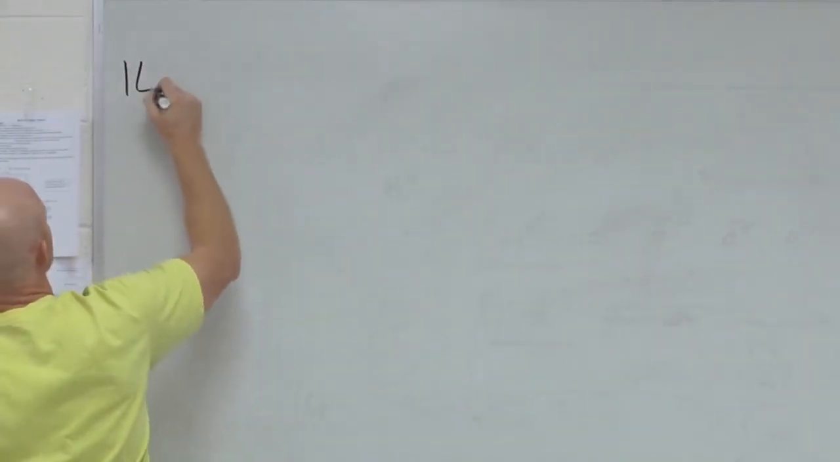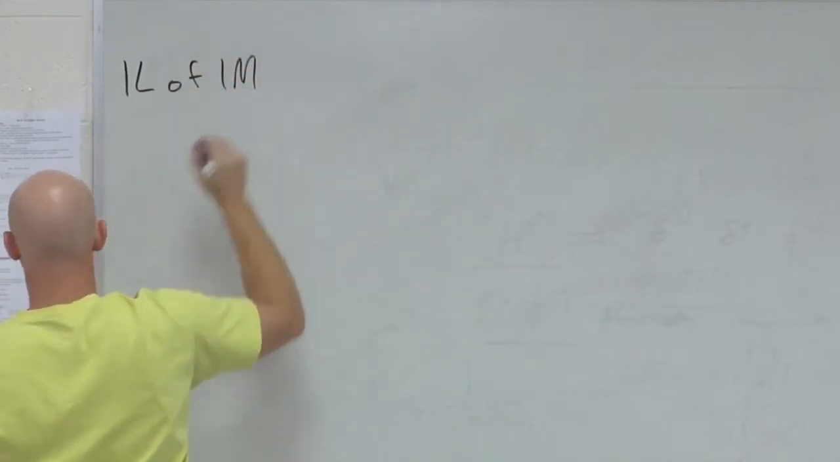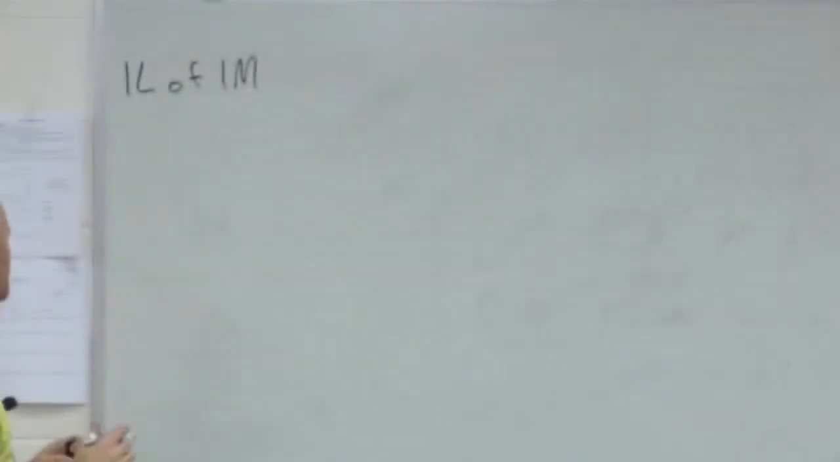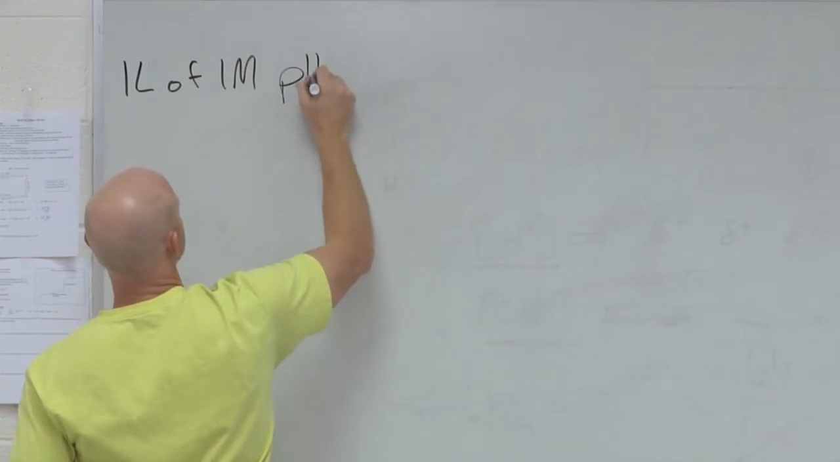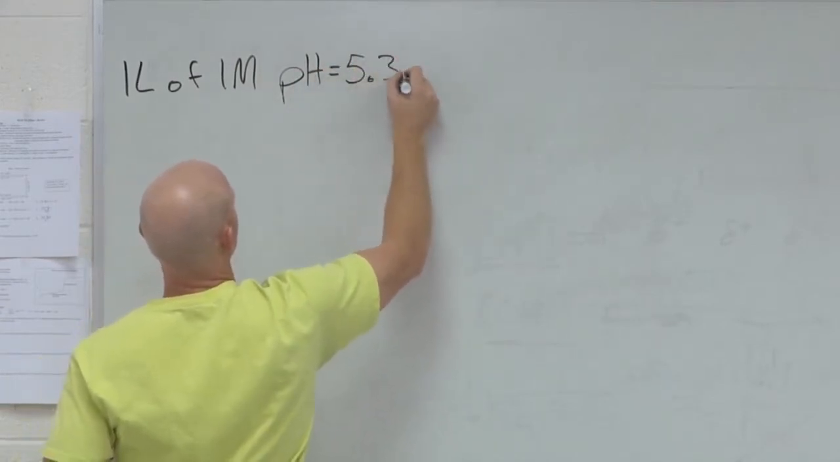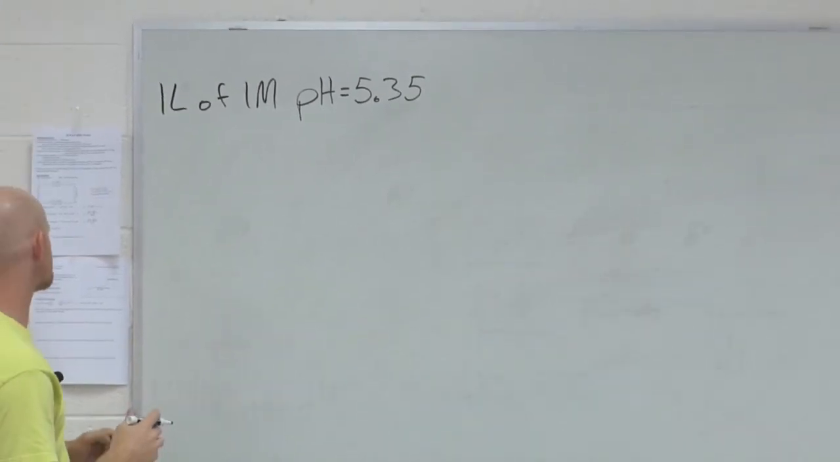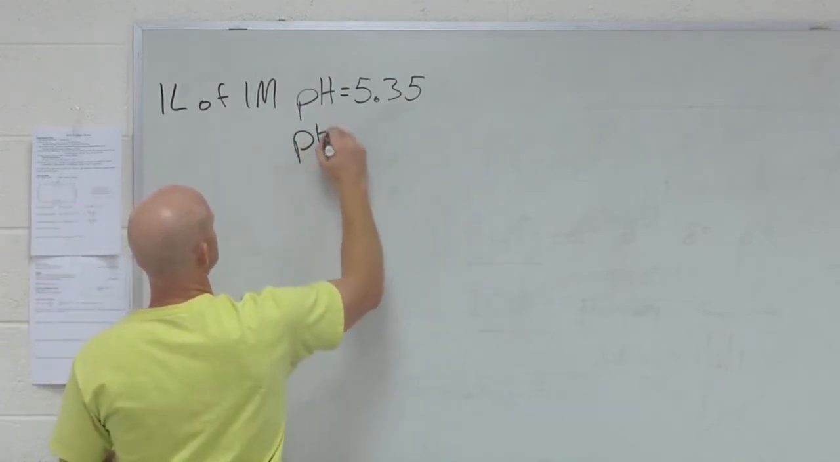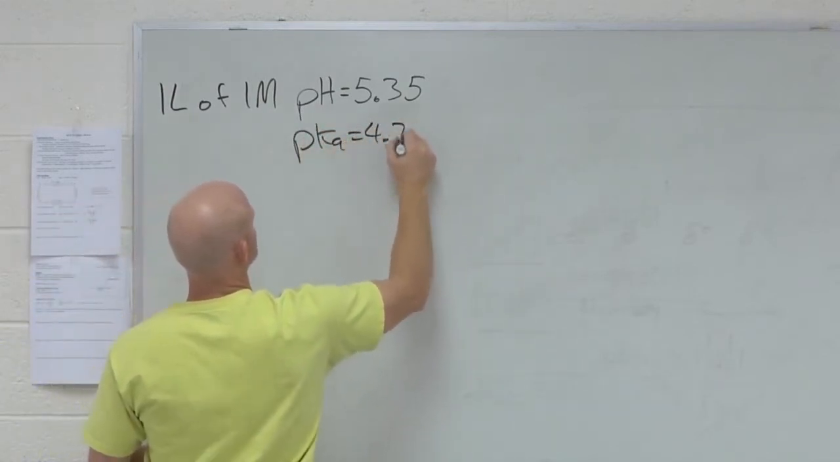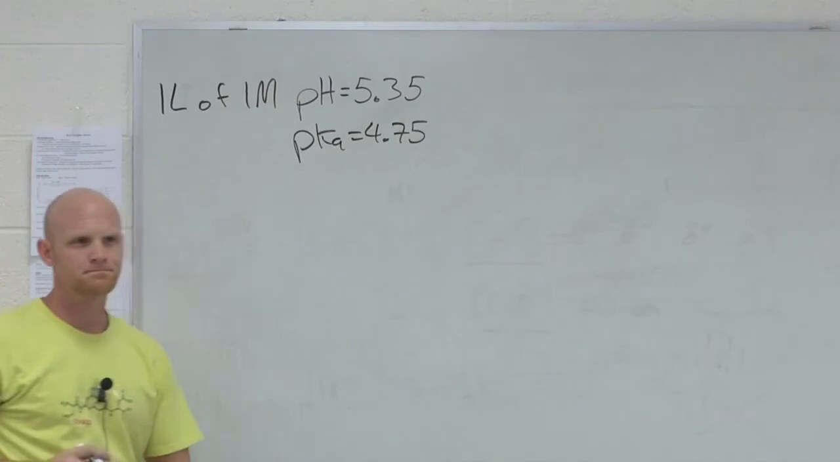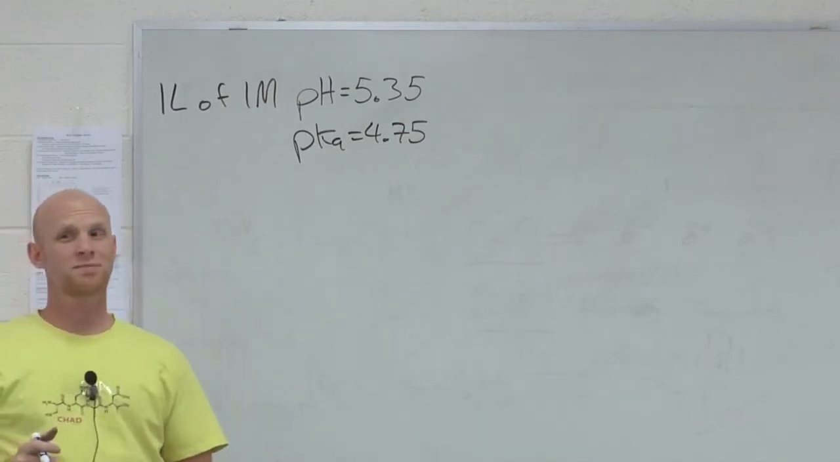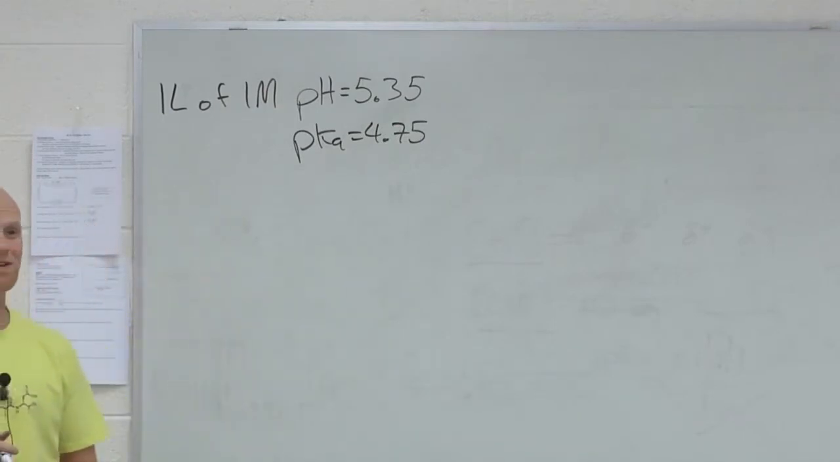First question says, show how to make 1 liter of a 1 molar acetate buffer of pH 5.35 using appropriate concentrations of acetic acid and sodium acetate. Cool, so we just have to use the appropriate concentrations of acetic acid and sodium acetate.